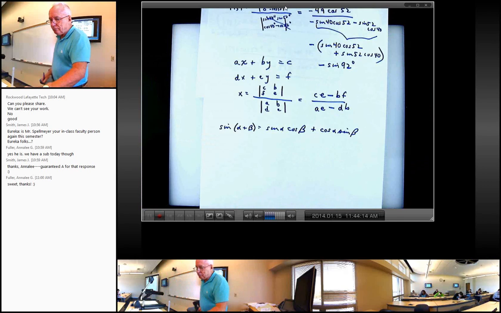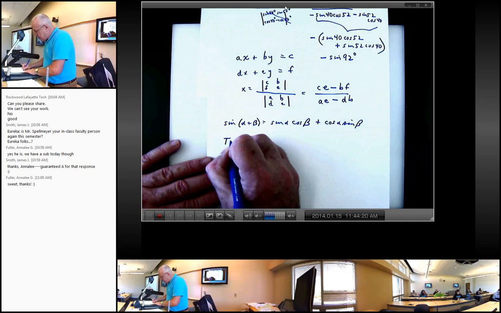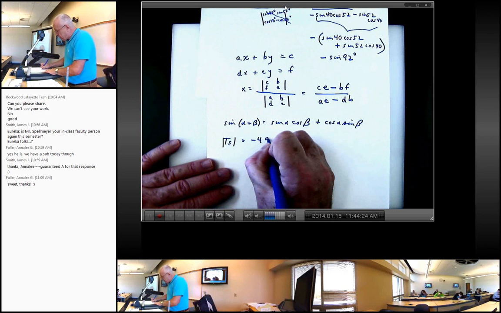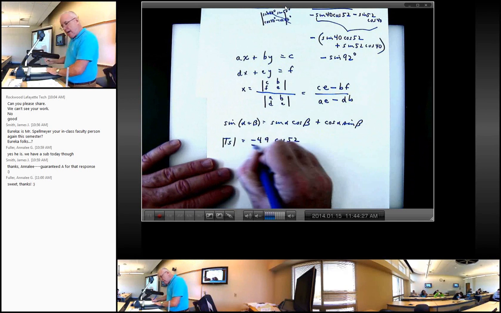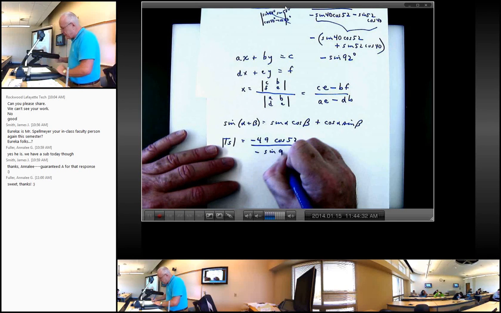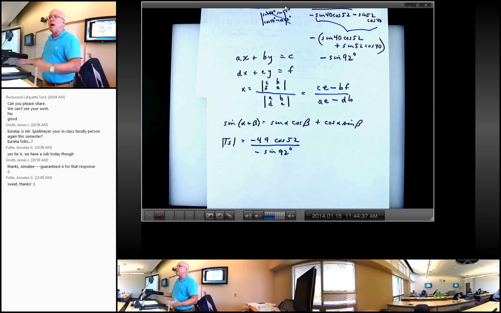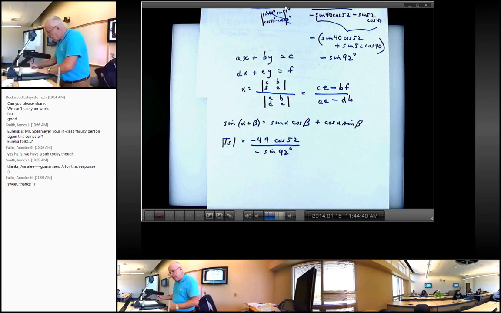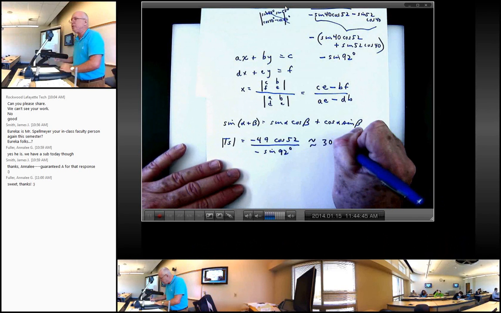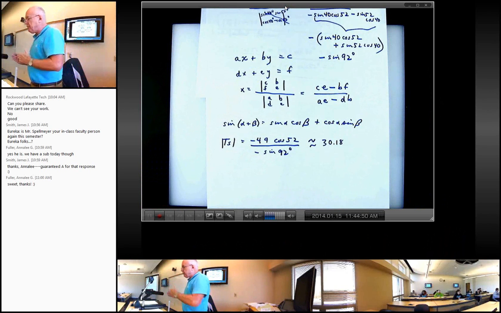All right. So I basically have this. The magnitude of T5 then is minus 49 cosine of 52 divided by minus the sine of 92 degrees. And the minus signs cancel each other out. We work it out on our calculator, and we come up with an approximation of 30.18. All right? So that's the magnitude of the T5.